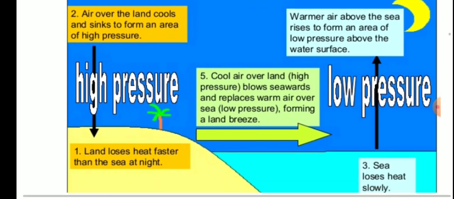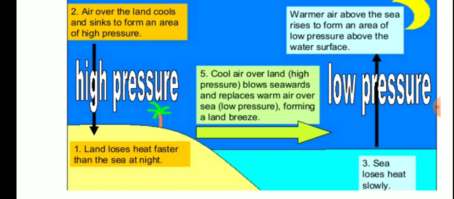The land loses heat faster than the sea at night. We discussed in the previous video also that land gets heated up and cooled down very fast as compared to water. So it will lose heat faster, so there will be more cooling of the air. The cooler the air, the heavier it will be, so it will sink down to form an area of high pressure. But this time the sea will be at a comparatively higher temperature.